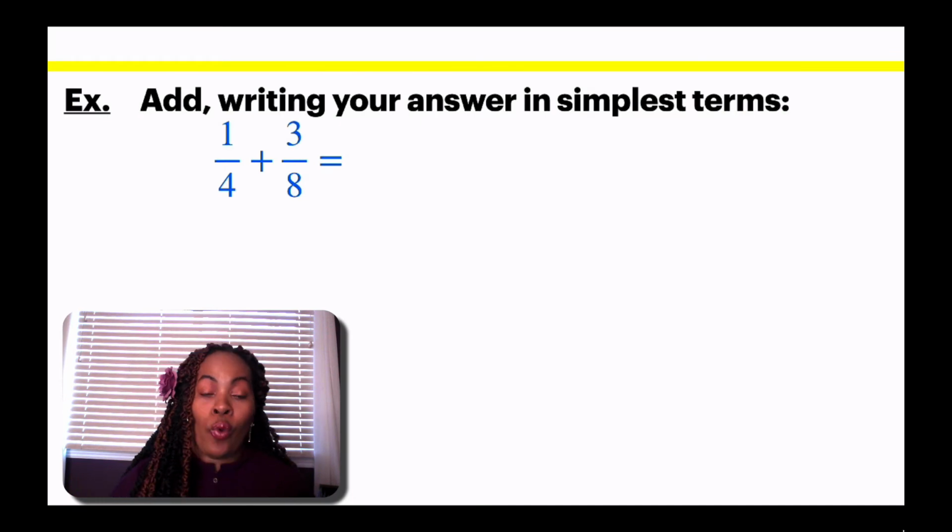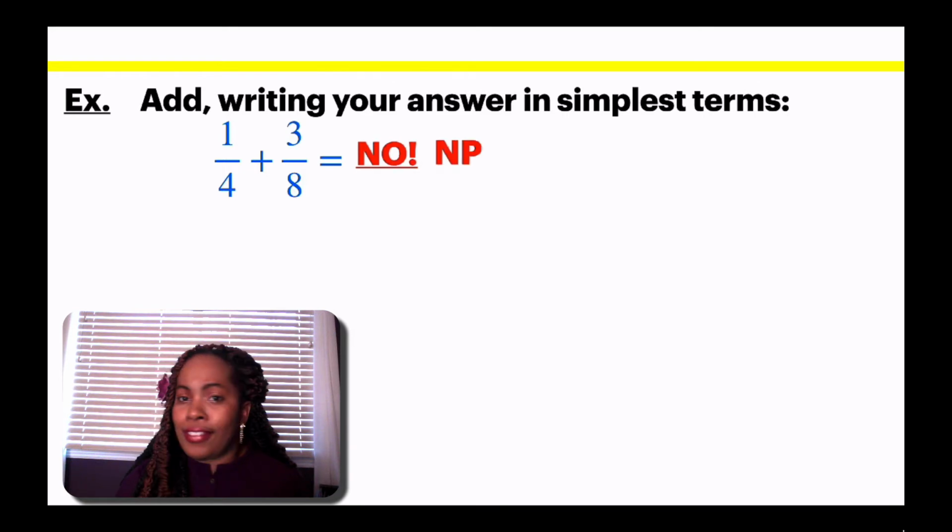This time, we're going to add writing our answer in simplest terms. And you know what I mean by simplest terms. That means you've got to remove any unnecessary ones if they're in the question, okay? Here we go. 1/4 plus 3/8. If we were to add these two together, is that possible? Fourths plus eighths? No, they're not the same things.